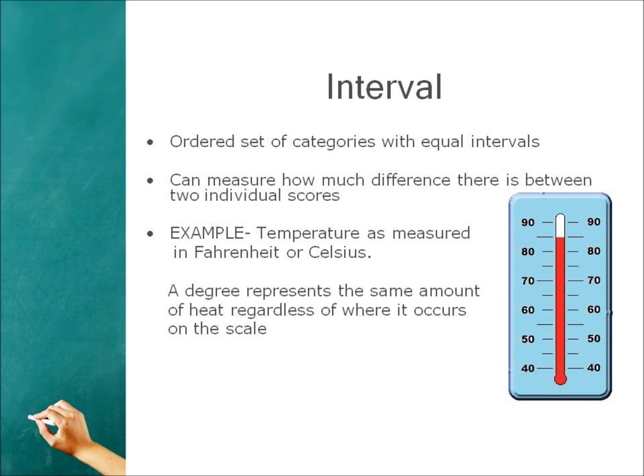Interval data provides an ordered set of categories with equal intervals. Unlike ordinal data, interval data can measure how much difference there is between individual scores. For example, temperature as measured in Fahrenheit or Celsius. Each degree represents the same amount of heat regardless of where it occurs on the scale. Therefore, the difference between temperatures can be measured. For example, 52 degrees is hotter than 32 degrees.